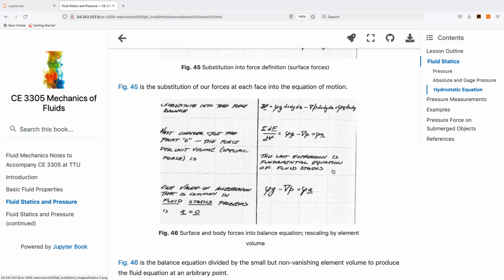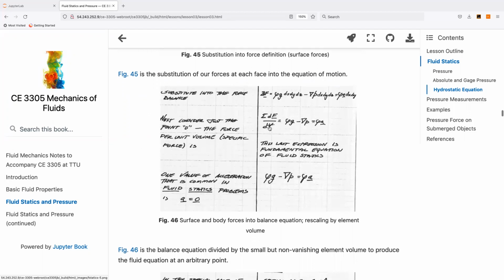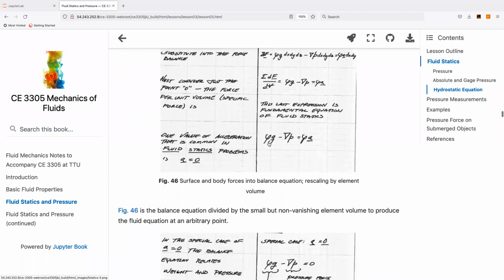Finally, we put the body force and the surface force together and substitute into the same force balance equation, divide by the volume, and what we have left is rho g minus the gradient of pressure equals rho times acceleration for a rigid body. So that is a fundamental equation of fluid statics.